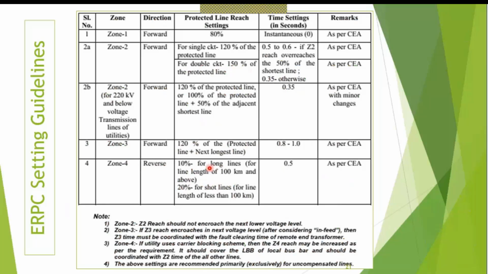Only this zone 4, you see, 10% for long lines, 20% for short lines of less than 100 km. And for this zone 4, if the utility uses a carrier blocking scheme, then zone 4 may be increased as per requirement. It should cover the LBB of the local bus bar and should be coordinated with zone 2 of other lines. In case of carrier blocking, zone 4 can be increased as per requirement. For other cases, whatever is written over here is true.